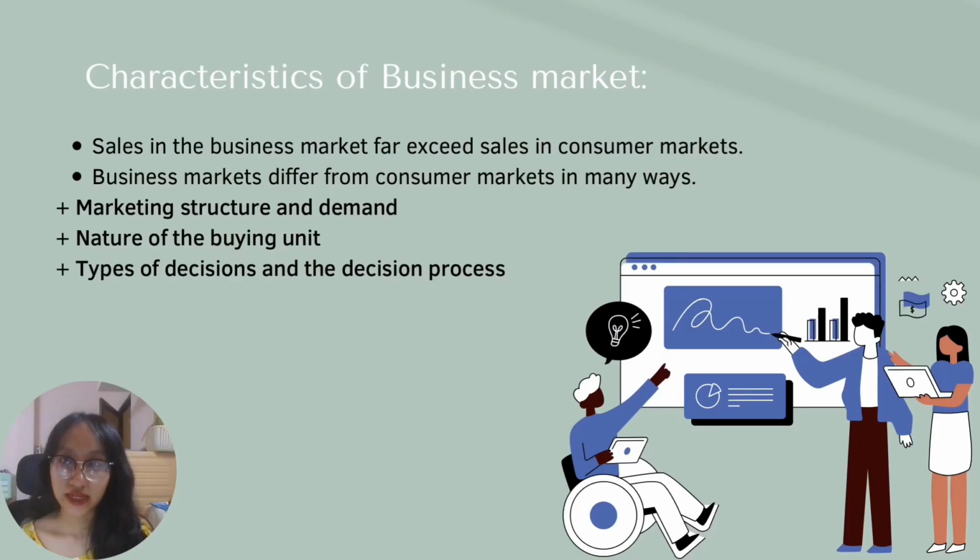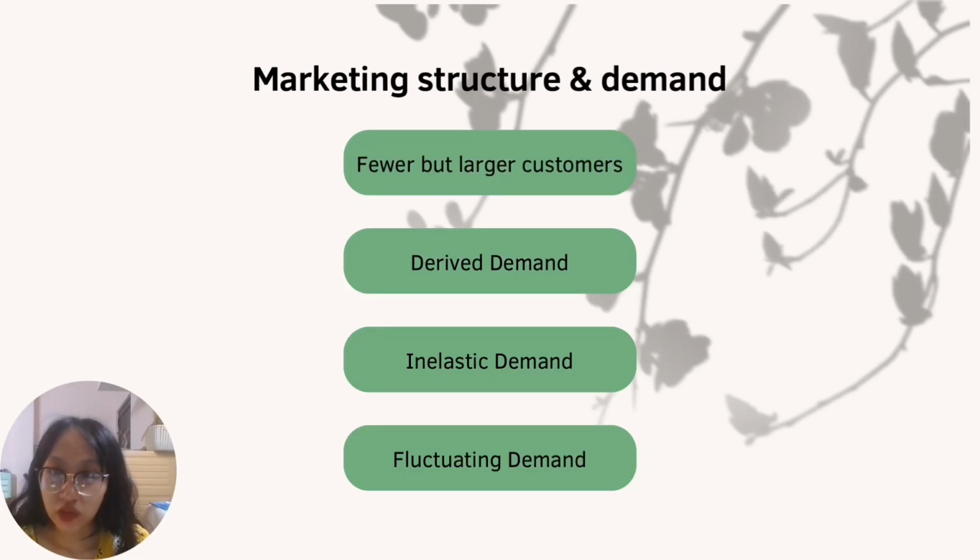Objective 1 will define the business market and explain how it differs from consumer markets. Buyers in business markets are fewer but larger. Even in large business markets, a few buyers often account for most of the purchasing. It's derived demand, which means it comes from the demand of end consumers. Price changes have little effect on the inelastic demand for many commercial items in the short run. Business demand is also fluctuating demand, because end consumers are pushy.